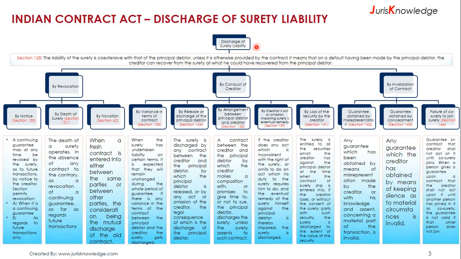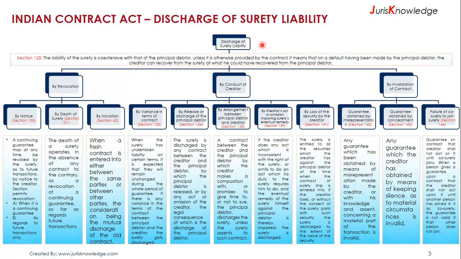Now let's look at whether the surety can get discharged from his liabilities or not. Section 128 says the liability of the surety is coextensive with that of the principal debtor, unless it is otherwise provided by the contract. It means that on a default by the principal debtor, the creditor can recover from the surety all that he could have recovered from the principal debtor. So that's the basic definition given under section 128.